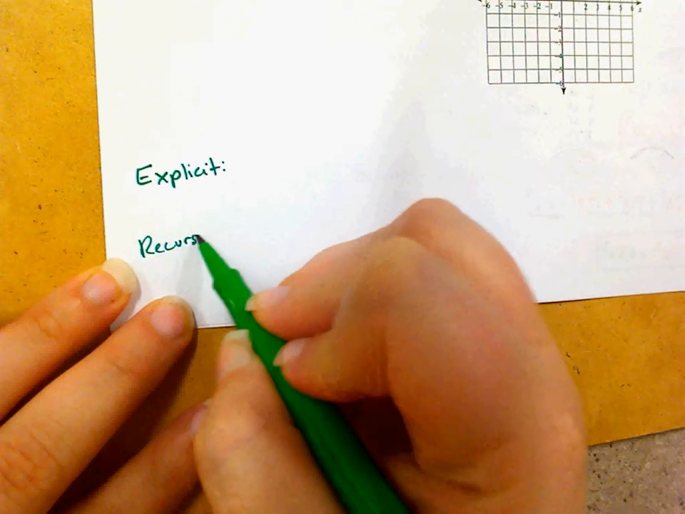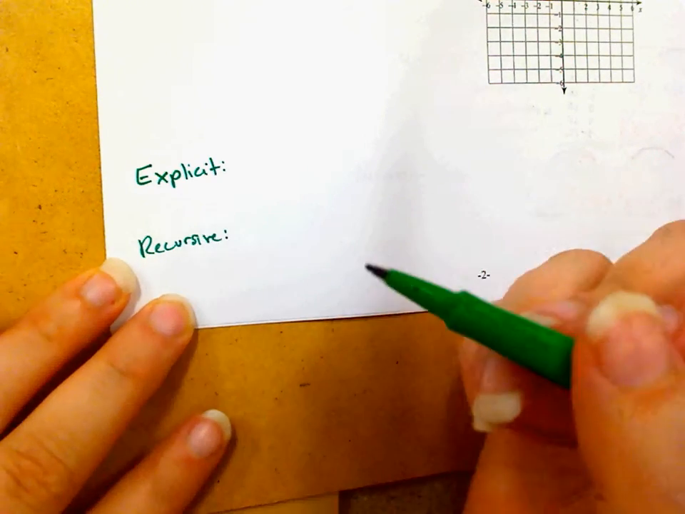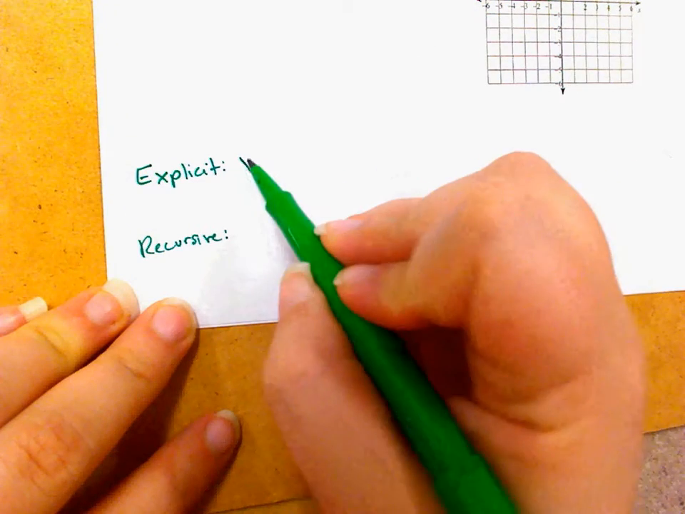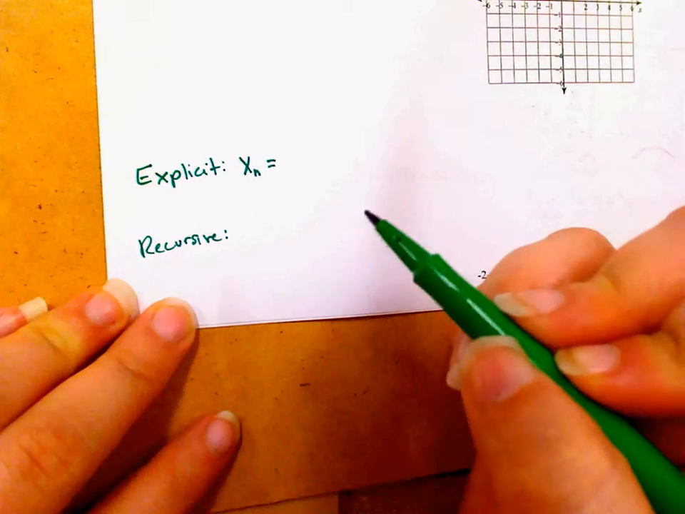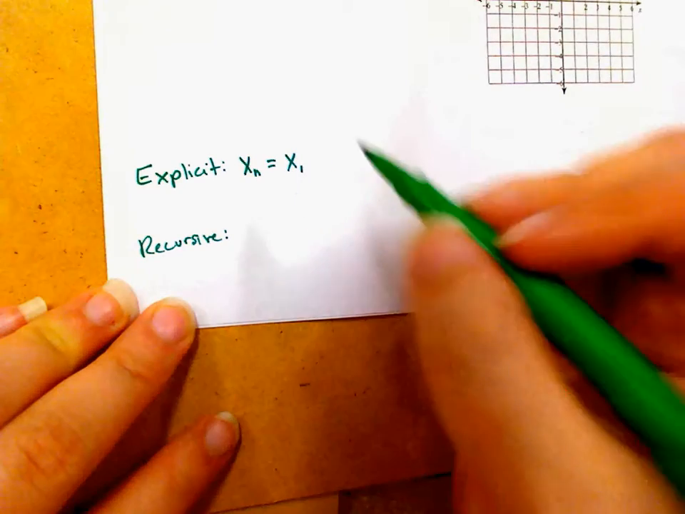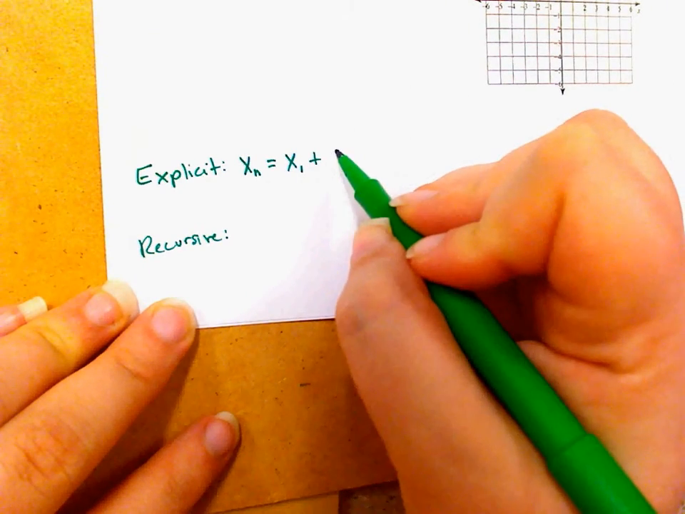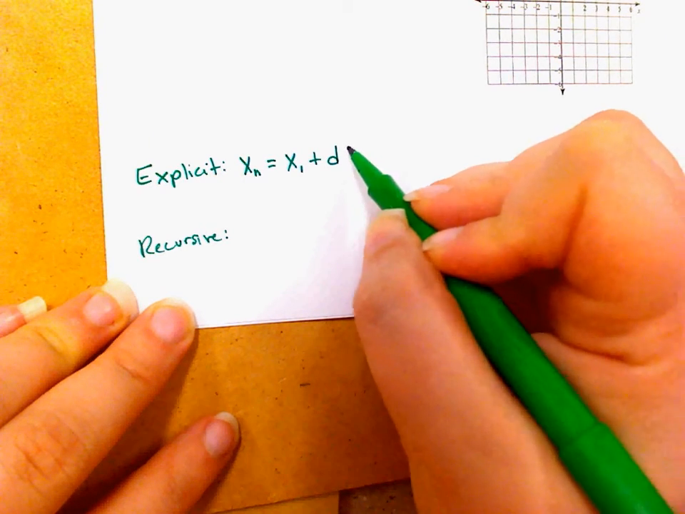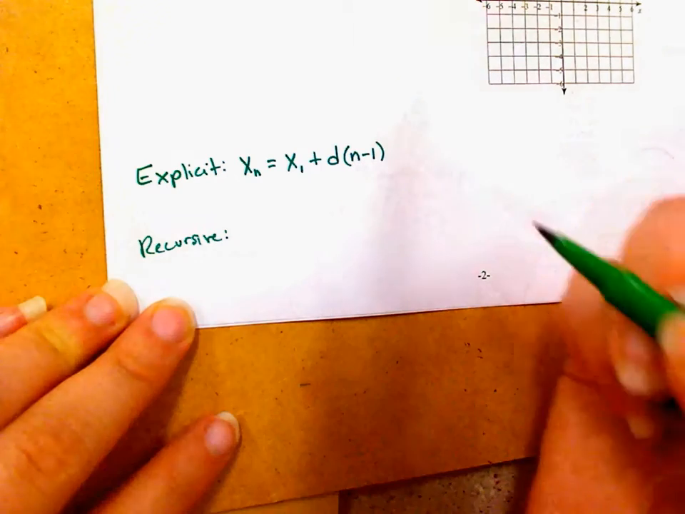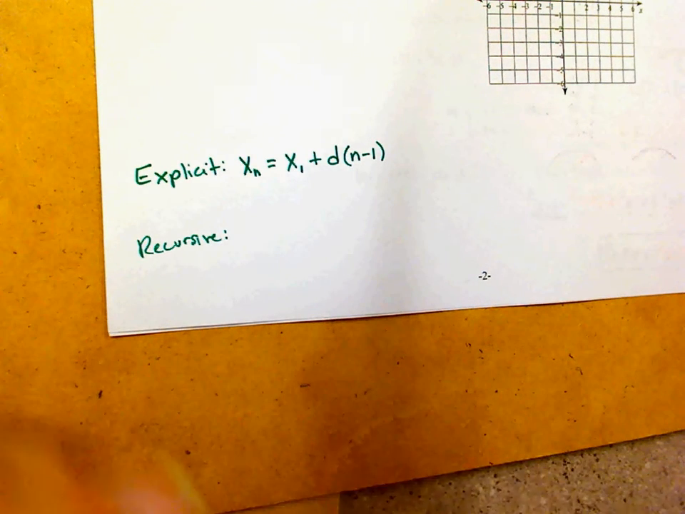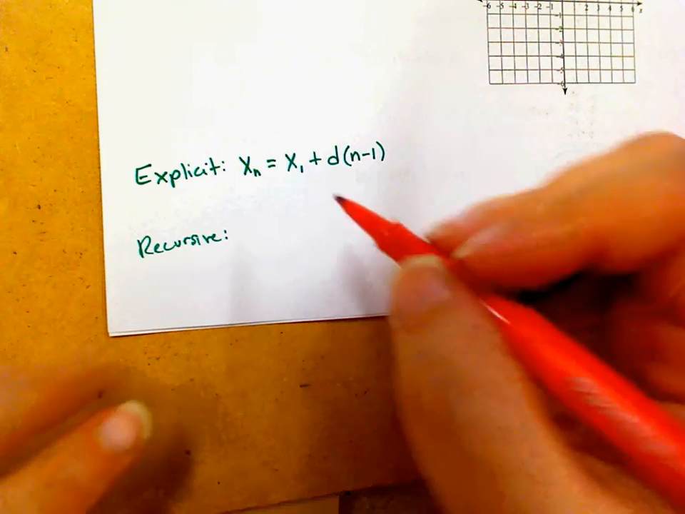So the explicit formula, does anybody remember it? X sub n equals x sub 1 plus the common difference times n minus 1. What are the numbers you substitute in? What's the only thing that when you write in an explicit formula you plug in numbers for?